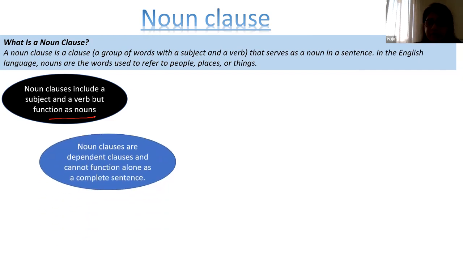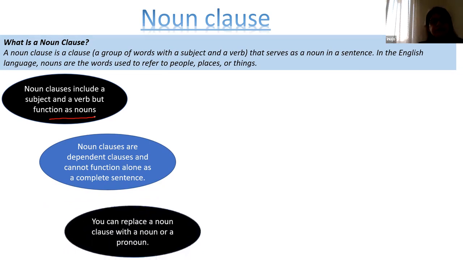Second one, they are dependent clauses and they cannot function alone as a complete sentence. They're always dependent clauses, children. This is very important. They are not main clauses. They're always dependent clauses. Next, you can replace a noun clause with a pronoun.